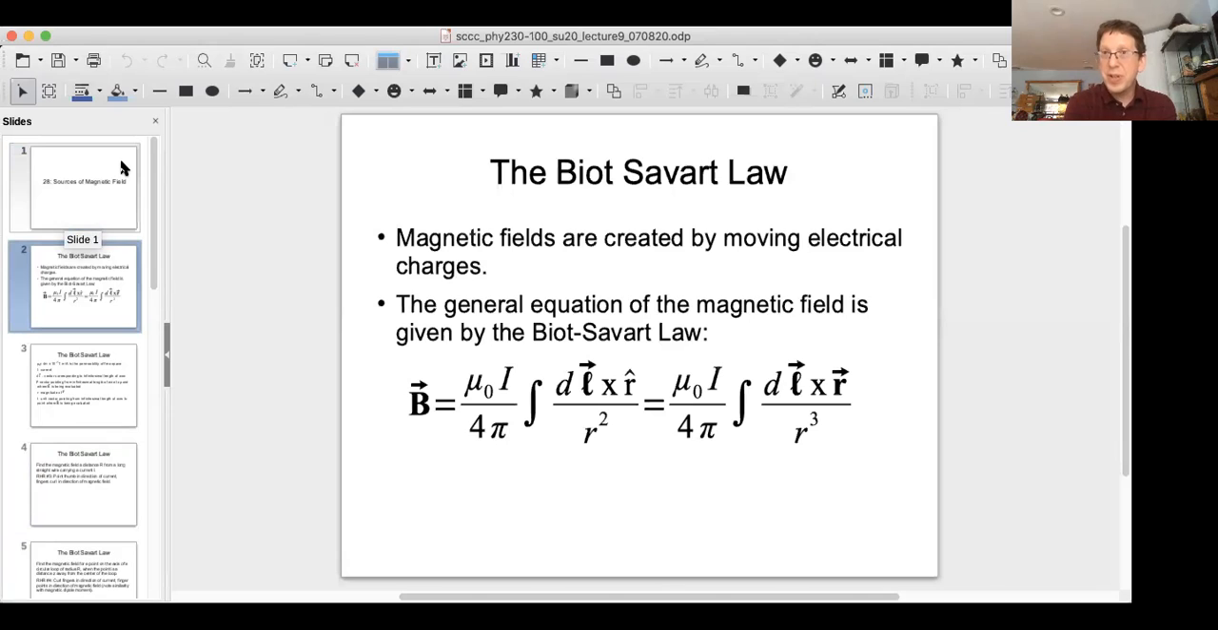So there's a universal constant mu naught times the current I divided by 4 pi times the integral of the cross product of dl and r hat, divided by r squared. Or you can write that as the cross product of dl and r divided by r cubed. Usually when you're setting up the integral, the latter is the better way of writing it.